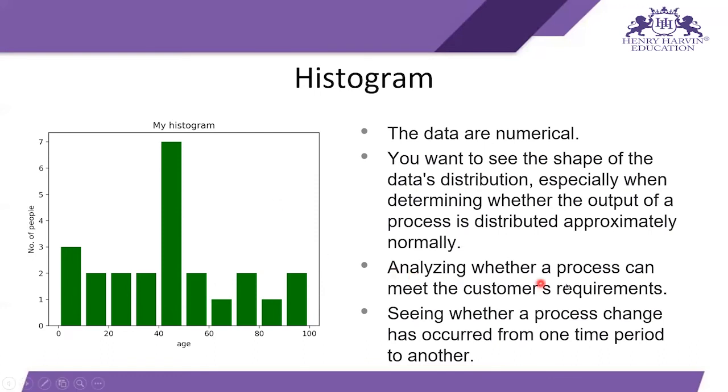Next comes analyzing whether a process can meet the customer's requirements or not. So let's say this is customer satisfaction. Sometimes the customer is satisfied, sometimes not satisfied, sometimes very satisfied. So to see trends like that, we can use this histogram. We can also use it to see whether a process change has occurred from one time period to another. So if this graph is over time, then we can see whether a process change has occurred from one time period to another. So this is all about the histogram.